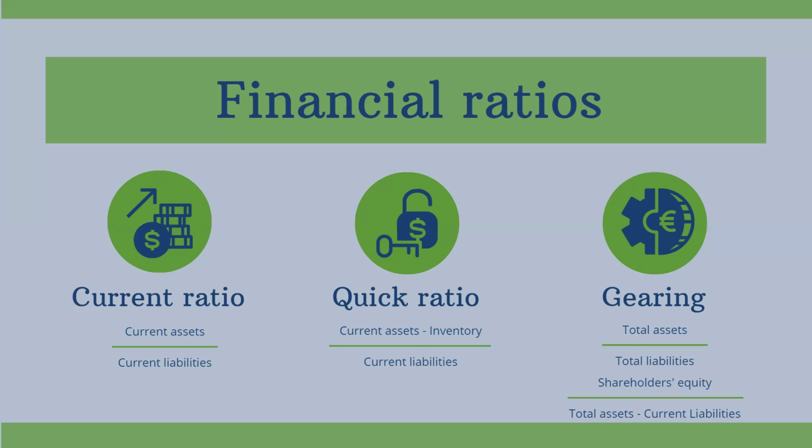We have the current ratio. We can take the current assets divided by the current liabilities, that is the current ratio. With the quick ratio, the numerator is the difference between the current assets and inventory, and then divided by the current liabilities. With gearing, we have a few formulas and you can choose any of them. We can have the total assets divided by the total liabilities, or we can have the equity divided by the difference between total assets and current liabilities.